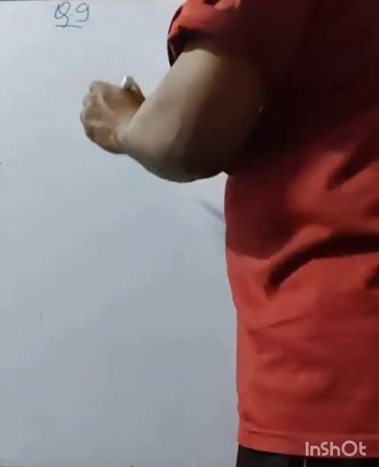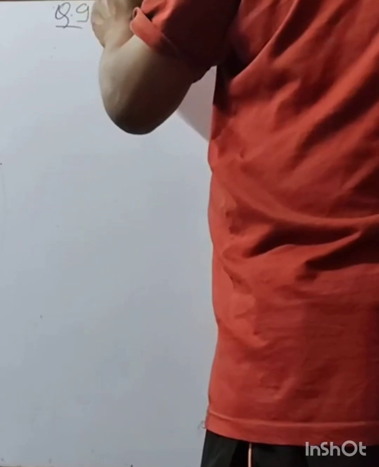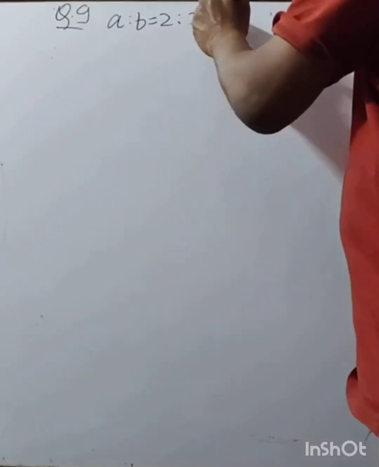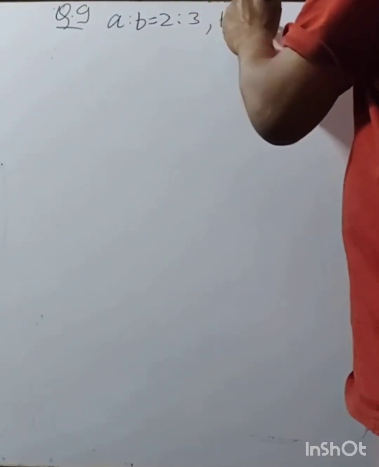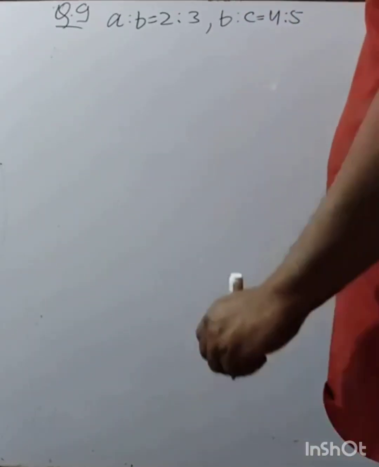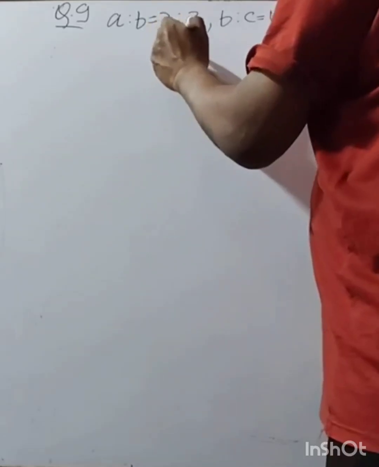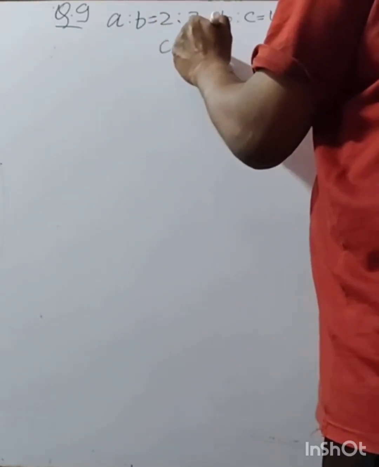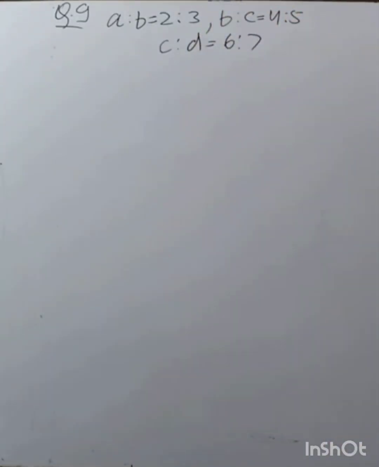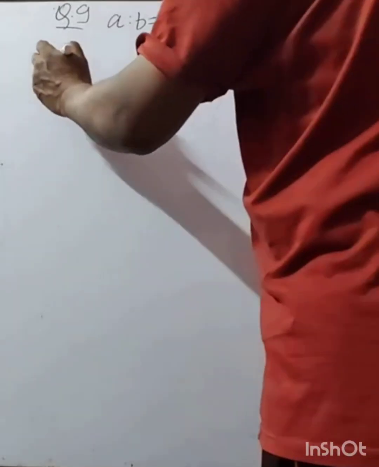What is that? A ratio B is equal to 2 ratio 3. B ratio C is equal to 4 ratio 5. C ratio D is equal to 6 ratio 7. Find A ratio D. How will you do that?